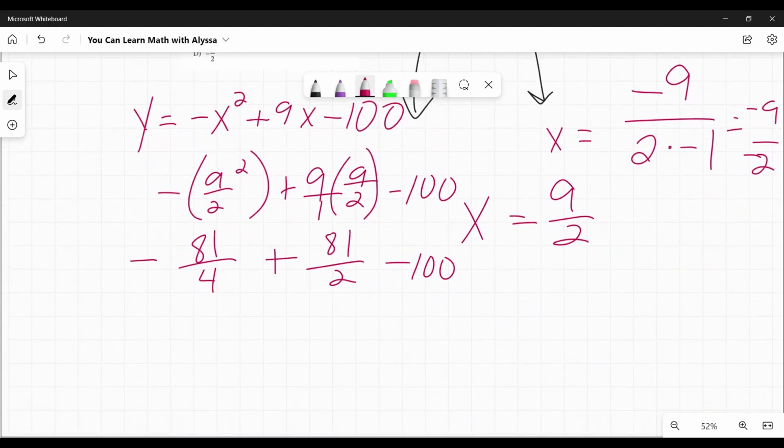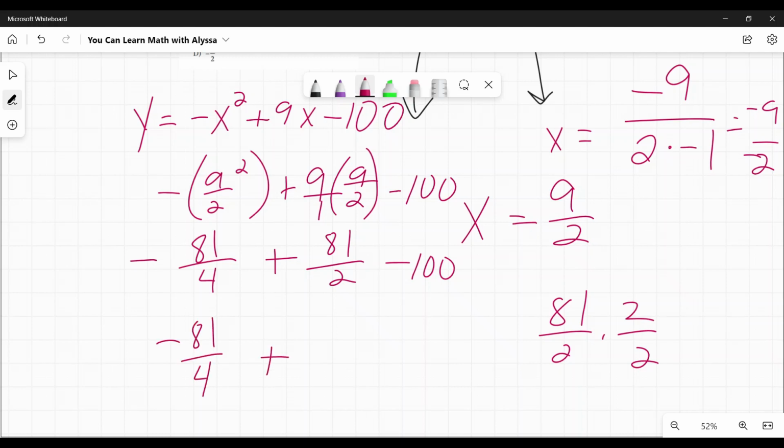Oh, fractions. You never get away from them, do you? All right, so our common denominator here would be 4. We need all of them to have a common denominator of 4. So 81 halves, to get that into fourths, I need to multiply by 2 over 2. So bring down that negative 81 fourths.